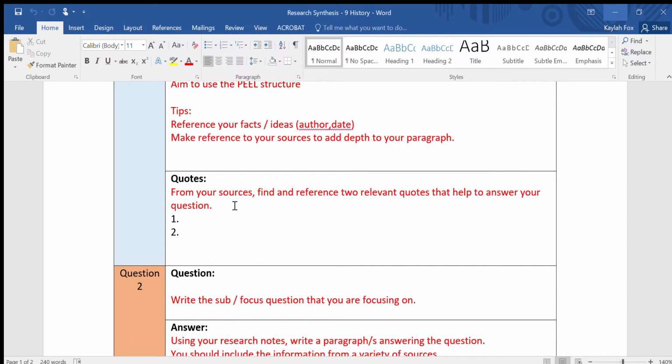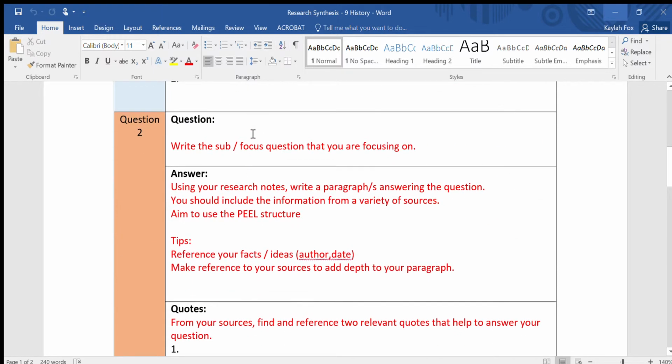The reason it's important to find quotes is when you do your hypothesis justification, the quotes add a level of academia to it, let's just say, or it adds a level of credibility to your writing because it's not your opinion, you're using expert opinions. So in your textbook or wherever you found your notes, whatever sources you find your notes, record 2 quotes that help to answer your question.